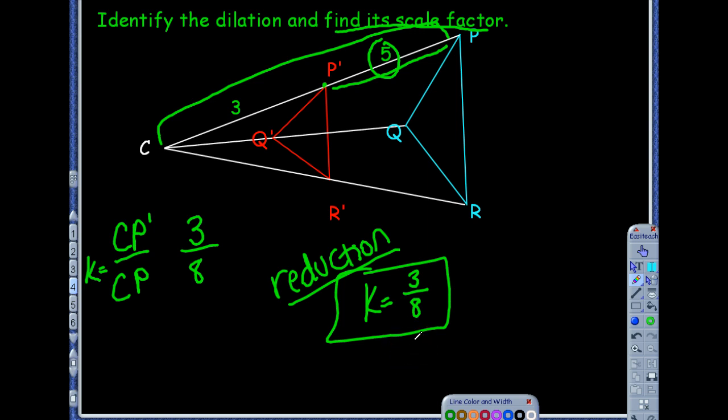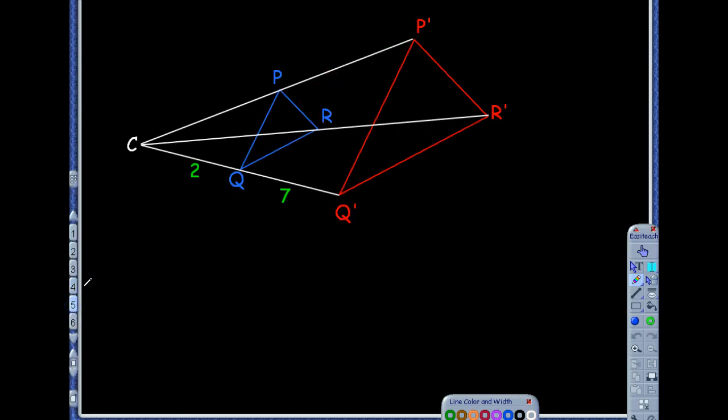Okay, I think we have another one like that. I'm going to encourage you guys to do this one on your own. Same directions. Identify the type. So is it a reduction or an enlargement? And then find the scale factor. So do that and then check with us.